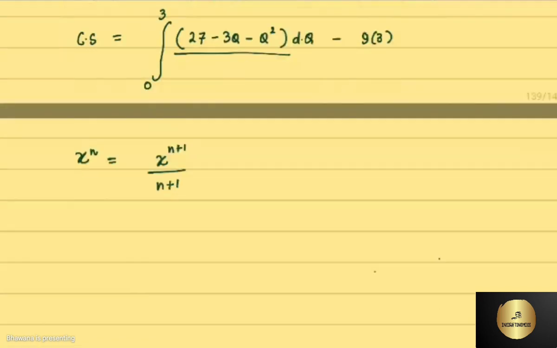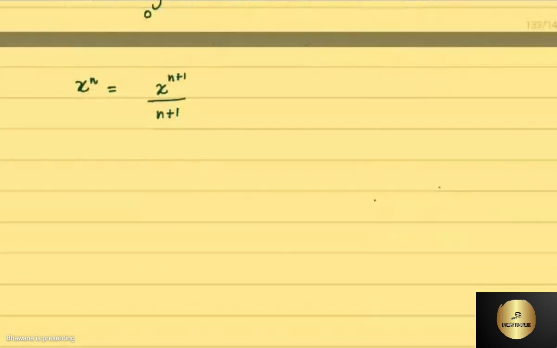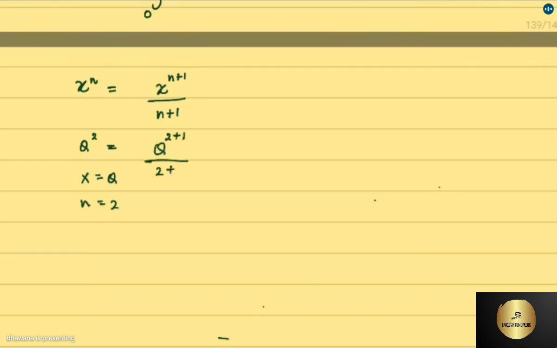Okay, so let's take any one term from this. Let's say you have q square. So your x is equal to q, and in this case your n is equal to 2. Integrate this q square with respect to q. So what you will do is q to the n plus 1 divided by n plus 1. So n is 2 plus 1. So you will get the final integrated value as q cubed by 3.